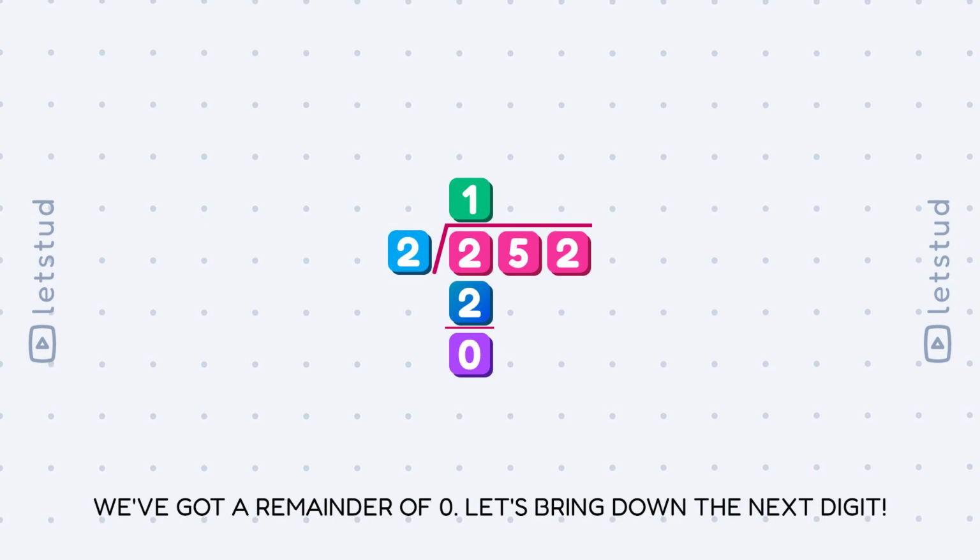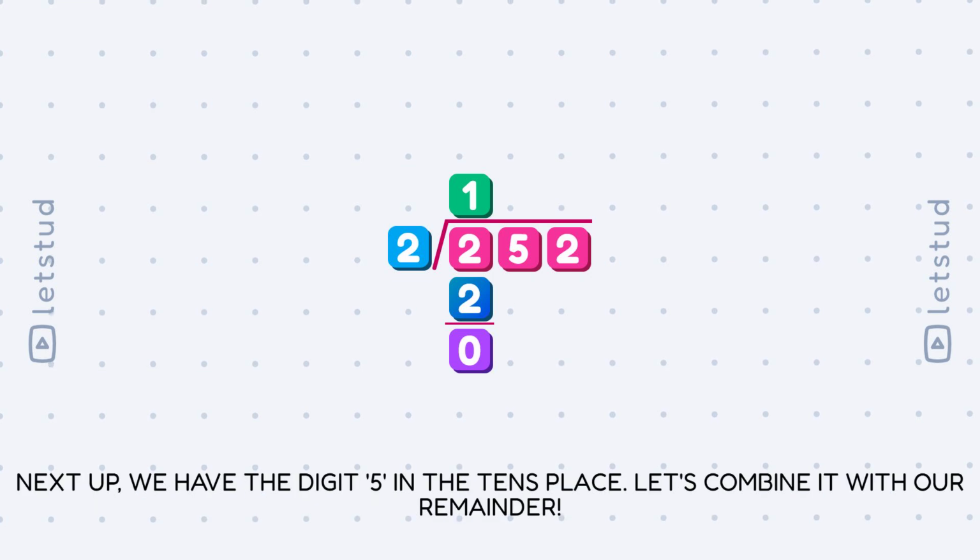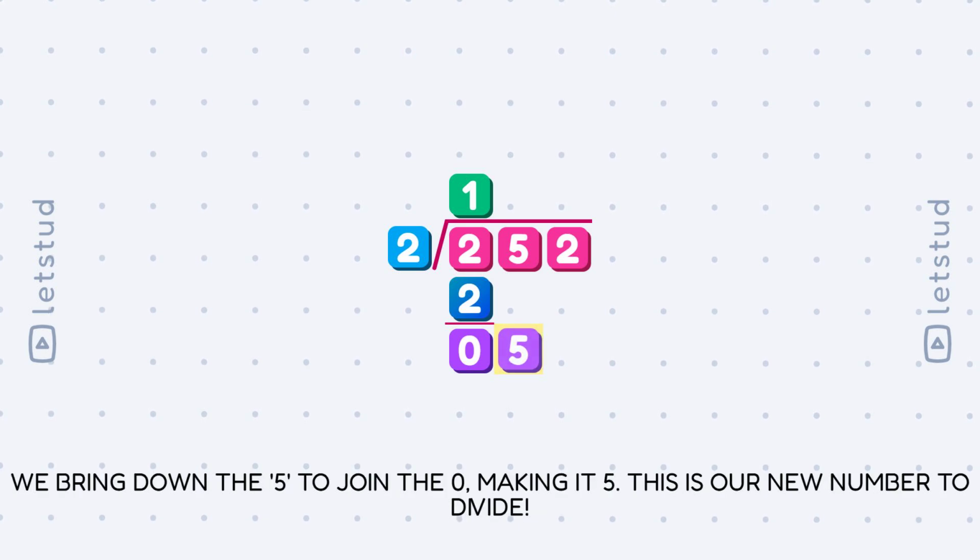Let's bring down the next digit. Next up, we have the digit 5 in the tens place. Let's combine it with our remainder. We bring down the 5 to join the 0, making it 5. This is our new number to divide.